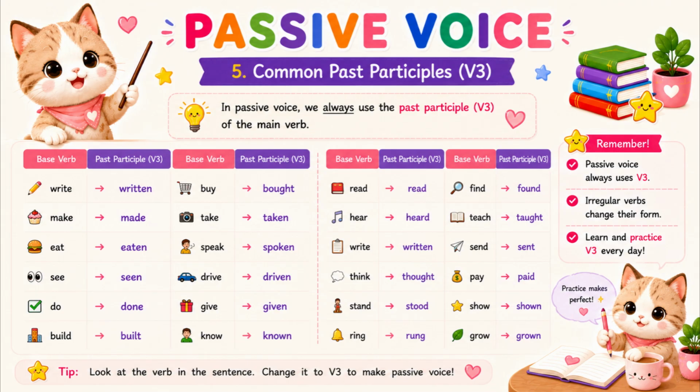Passive voice always uses V3. Many irregular verbs change their form, so you need to learn them one by one. And the best way to remember them is to learn and practice V3 every day. Here's one more tip. Look at the verb in the sentence. Change it to V3 to make the passive voice.